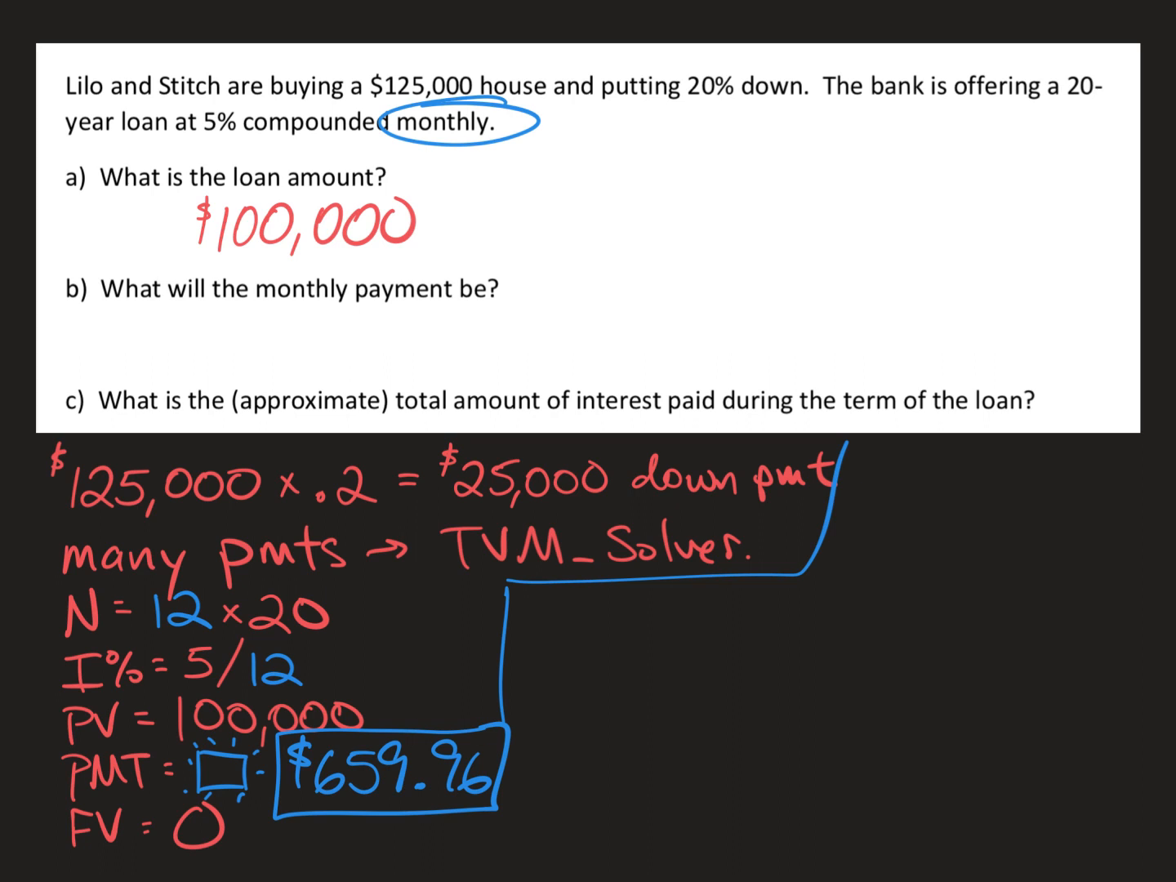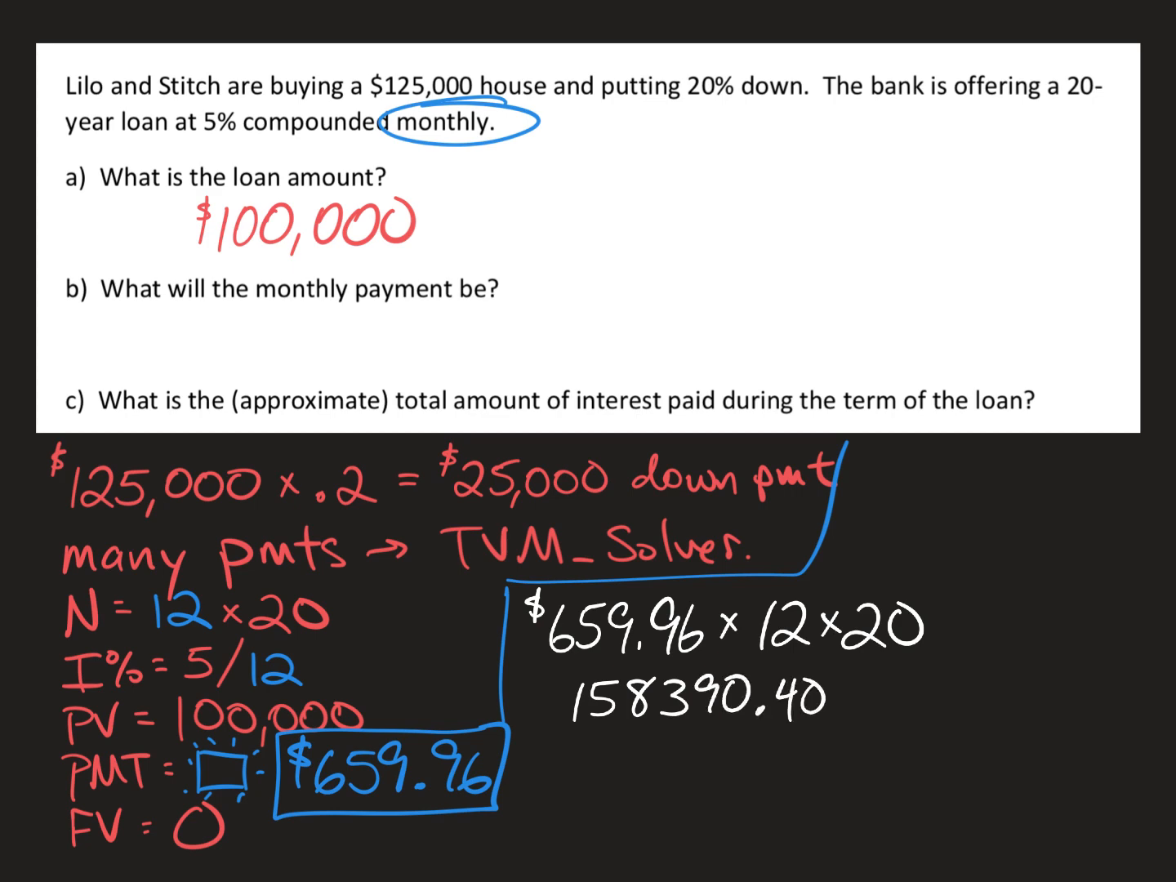So to figure that out, we need to first figure out how much was paid on the loan, which you can do by multiplying the payment value times the number of payments that were made. So this will be $659.96 times 12 payments per year times 20 years, which ends up being $158,390.40. That's the total paid.